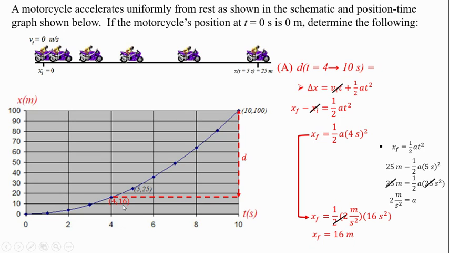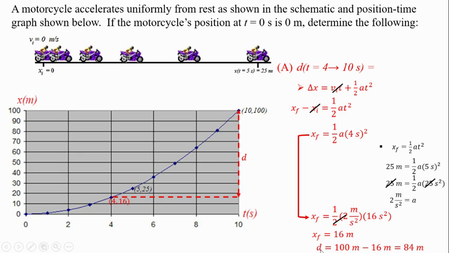So where is the object located at 4 seconds? Well, based on our work, it tells us that after 4 seconds, the object is located at 16 meters on the number line. But that's not our answer though, right? The question is looking for how far did it go from 4 to 10 seconds? Well, we know at 4 seconds, it's at 16. At 10 seconds, it's at 100. So all we gotta do is do a little basic subtraction.